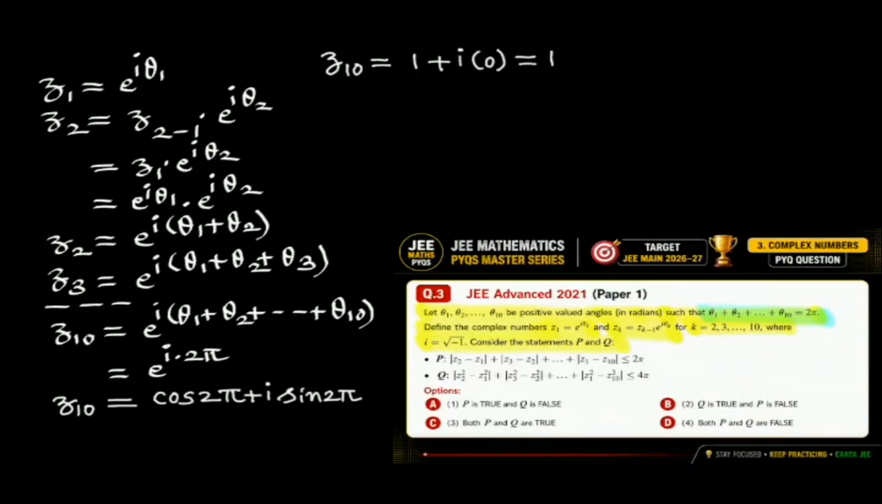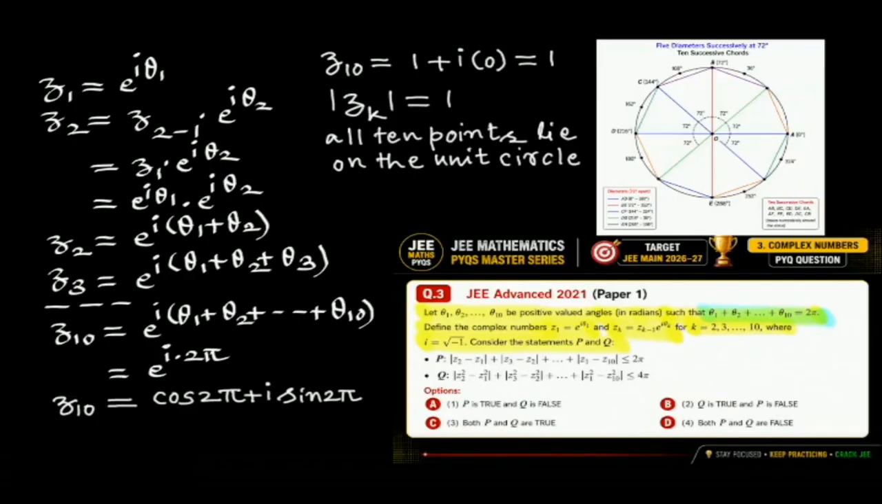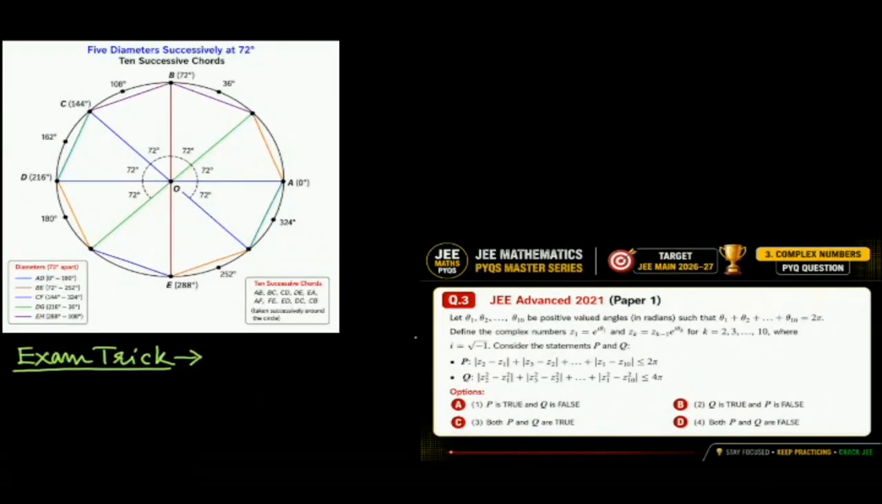Notice something important. Every complex number satisfies mod zk equals 1. So all 10 points lie on the unit circle. This is the biggest observation of the problem. Exam trick: whenever you see e^(i theta), immediately imagine a point on the unit circle. This is a unit circle with radius 1 and this is a point on the unit circle, e^(i theta). Many JEE Advanced problems become much easier when viewed geometrically instead of algebraically.